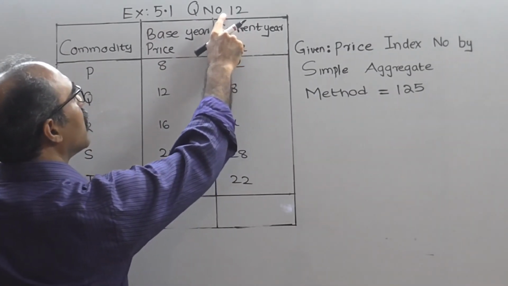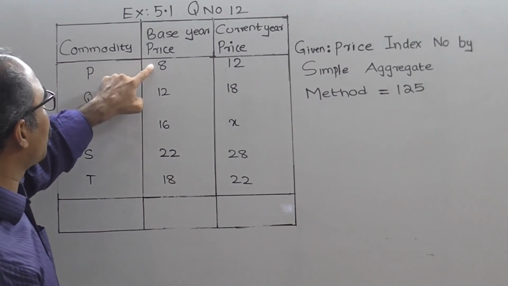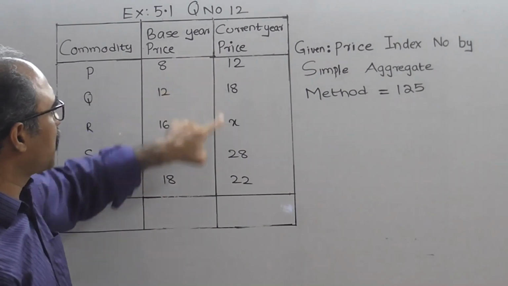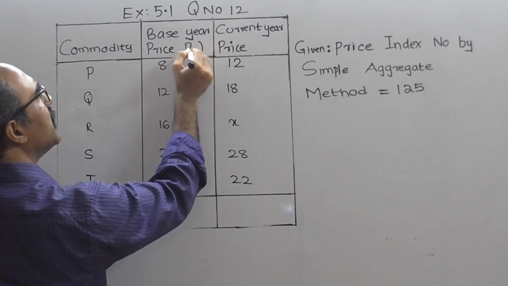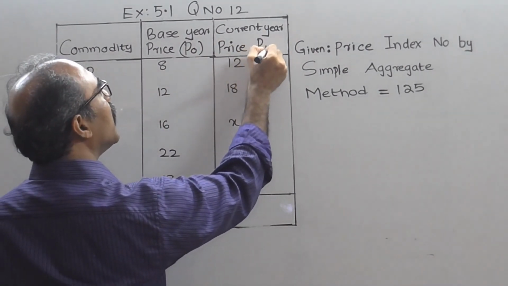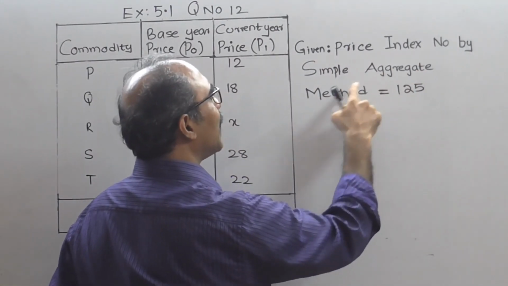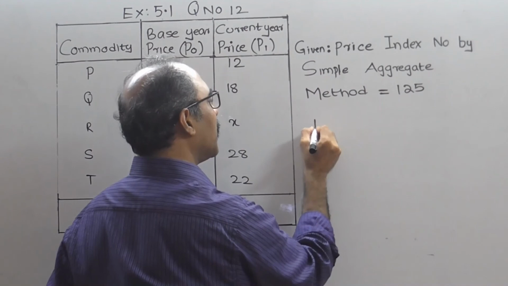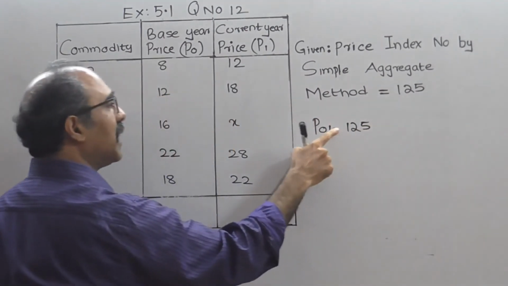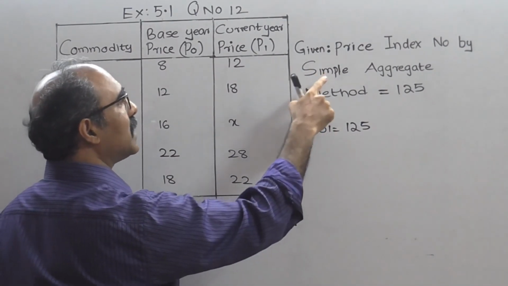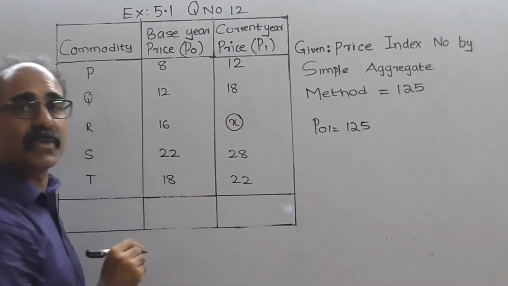Exercise 5.1, question number 12. Commodities P, Q, R, S, T. The price for the base year is given as follows. Price for the current year is given as follows. Price for the base year, you have to take it as P0. Price for the current year, you will have to take it as P1. Now they have given price index number using simple aggregate method is 125, meaning they have given P01 equal to 125, and having given P01, you have to find the value for X. This is what they have asked.